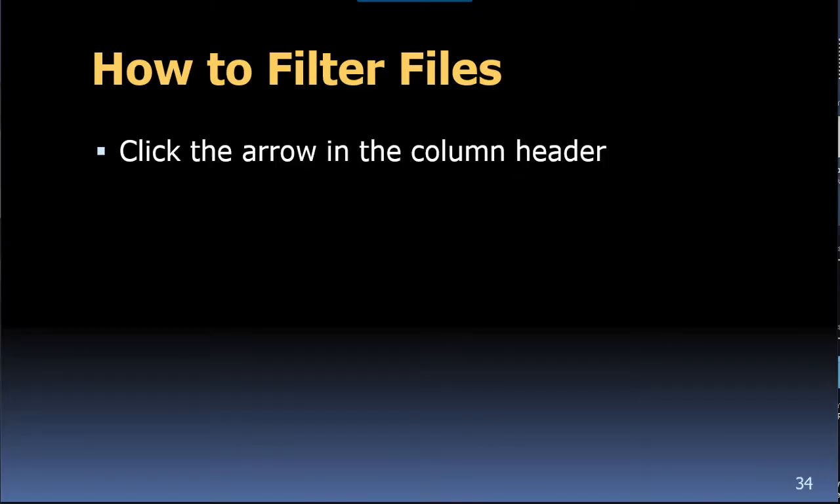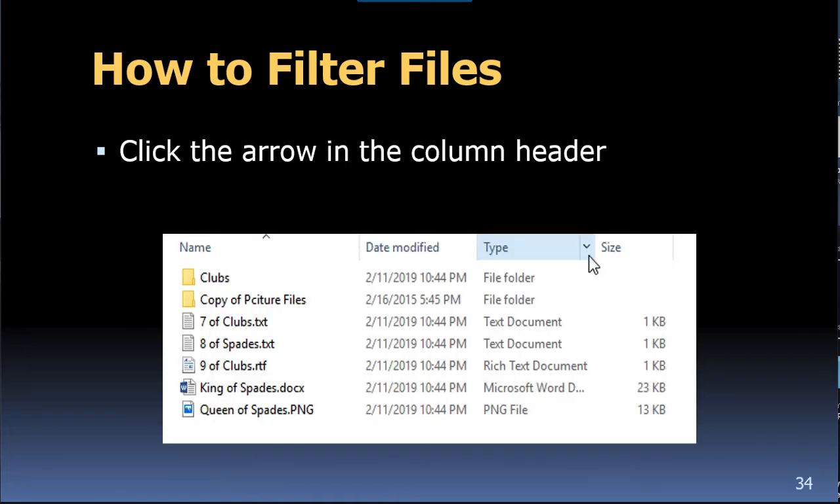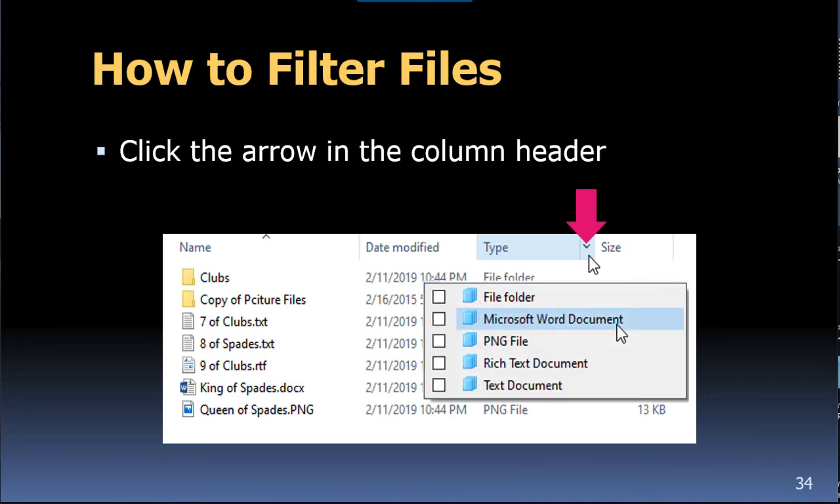You can filter files. If you have a lot of files and you just want to see certain files that meet a certain specification, you can do that as well. What you basically do is put your pointer on the column header that you're interested in. A little arrow will pop up, and you just click on that arrow. Once you do that, a list of all the different types shows up, and you can choose the checkbox for the file type that you want.